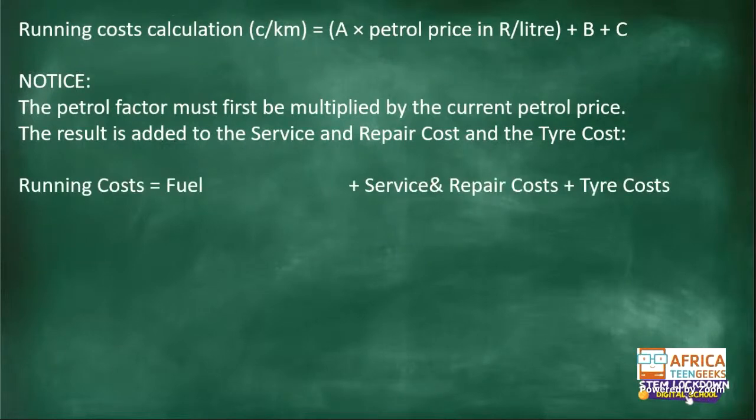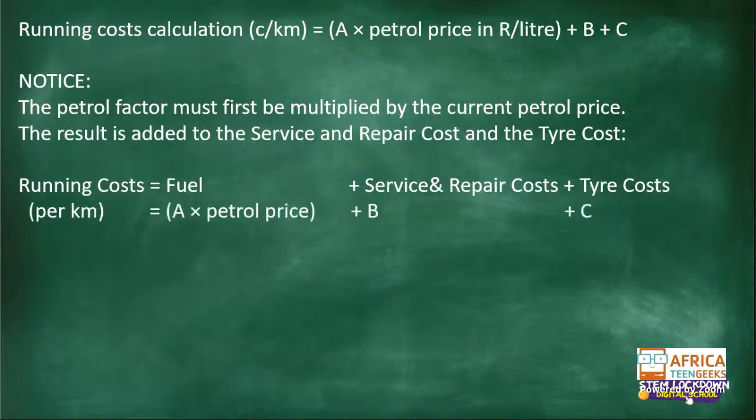And of course, the running costs will be fuel first and foremost, plus the service and repair costs, and then plus the tire costs. So those are the three columns, A, B, and C, where A stands for the fuel, which will be multiplied by the fuel factor there. And then the second one is the service and repair costs. And the third one is the tire cost. Now, this, by the way, is per kilometer.